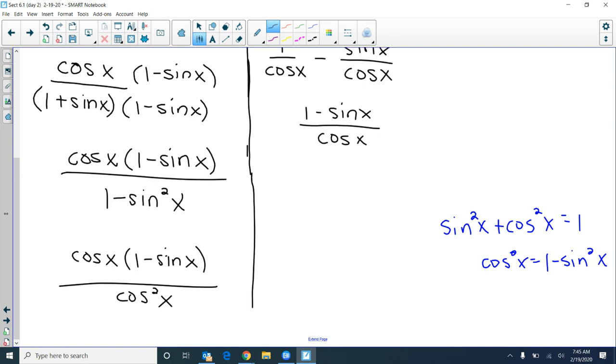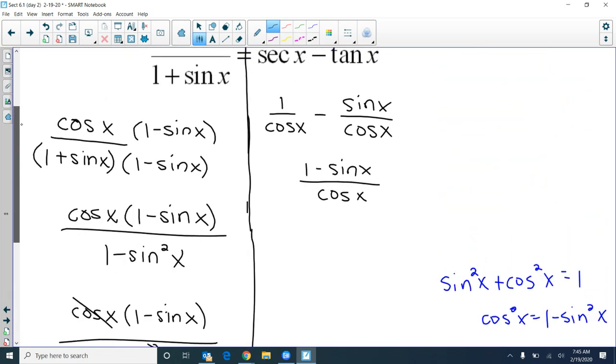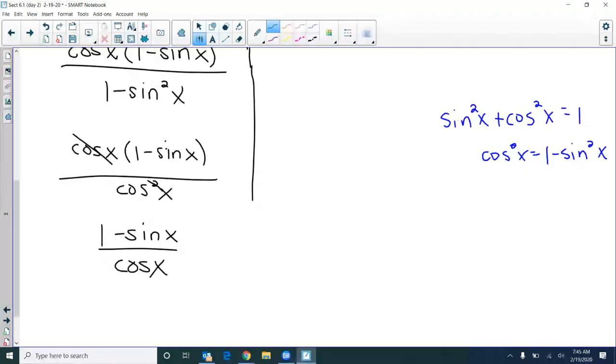If you do distribute in, you're going to have to factor it back out. But since I kind of knew what was going on, I saw it, looked over there, that cancels. I'm left with 1 minus sine of x over cosine of x, okay? All right, we got the same thing on each side? All right, this one's a little more complicated. You got a little more steps going on. You got to keep some things in order. You had to work on that right-hand side as well as the left-hand side.